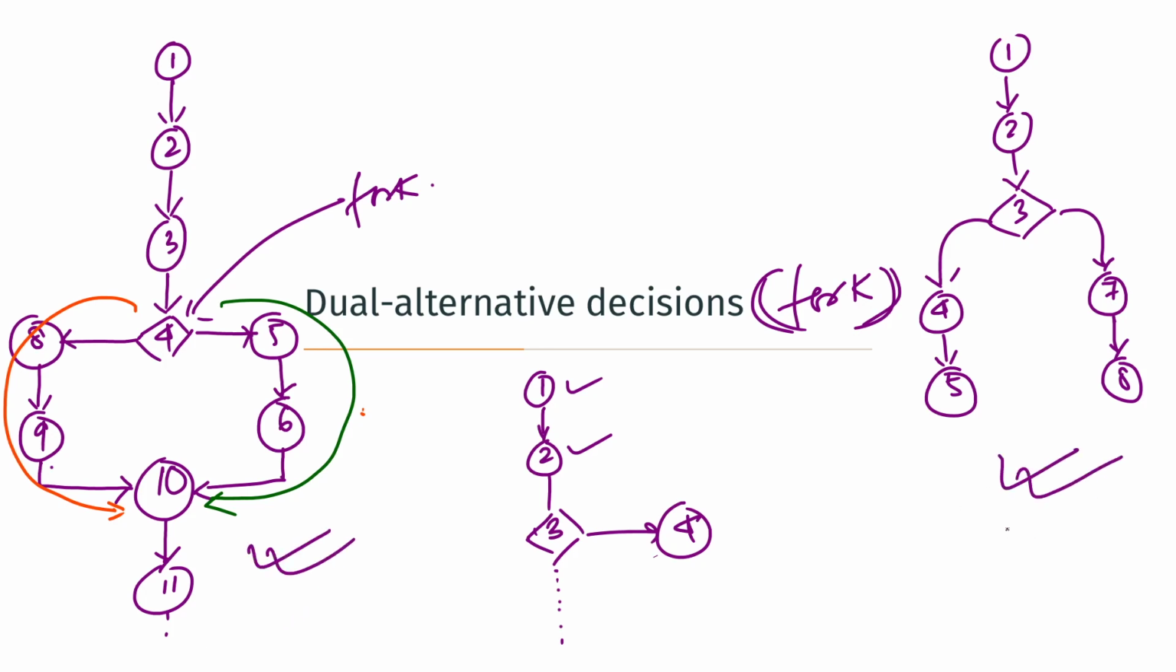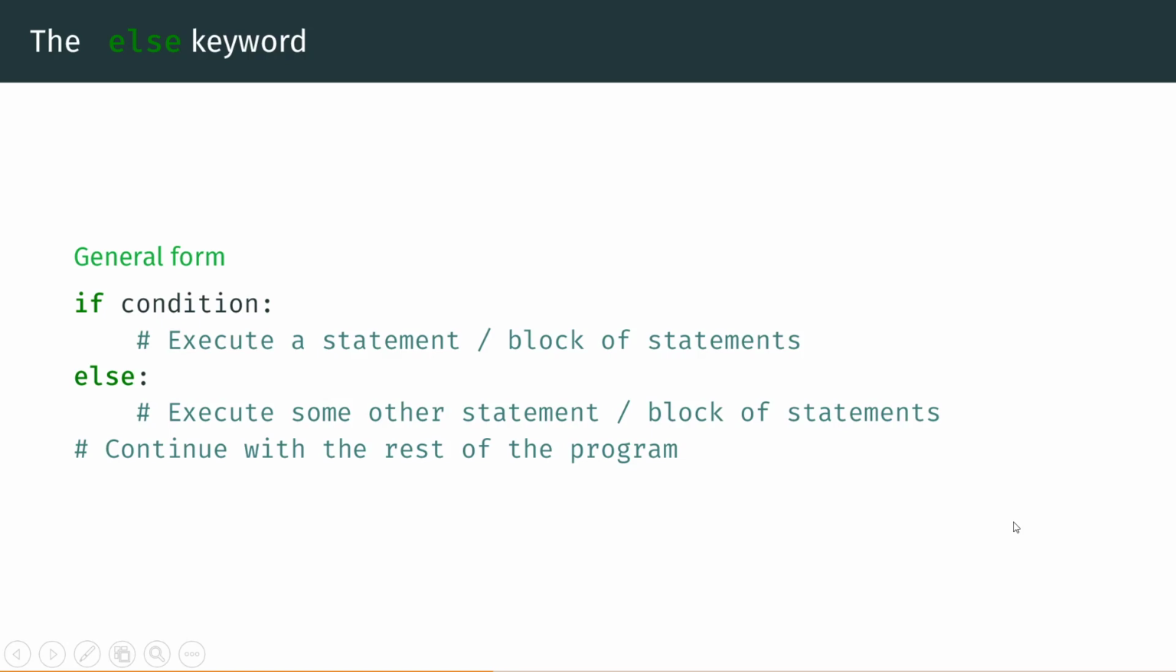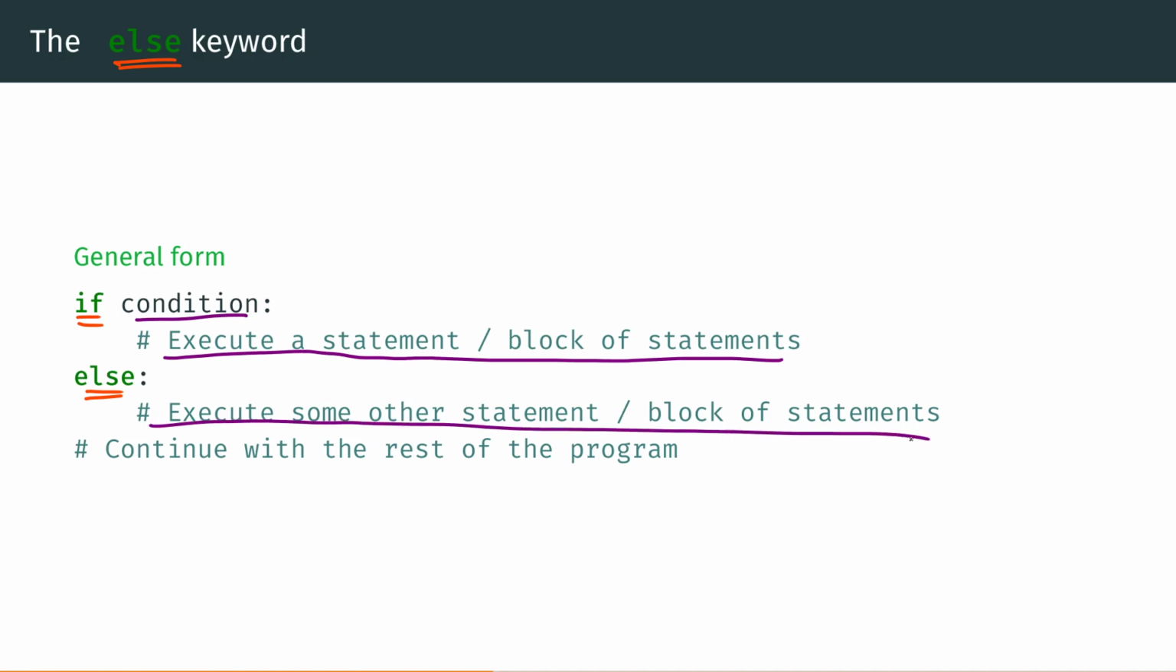Now, the dual alternative decisions are taken with the else keyword. So it's just like English, right? If this is true, do this, else do this. If, else, just like English. So if this condition is true, execute this statement or block of statements, else execute this statement and this block of statements. And once you're done with that condition, if you want to join, you can join here.